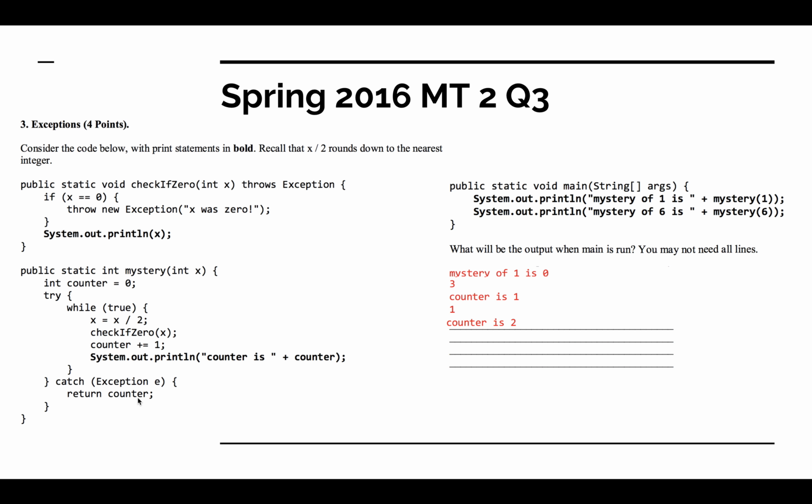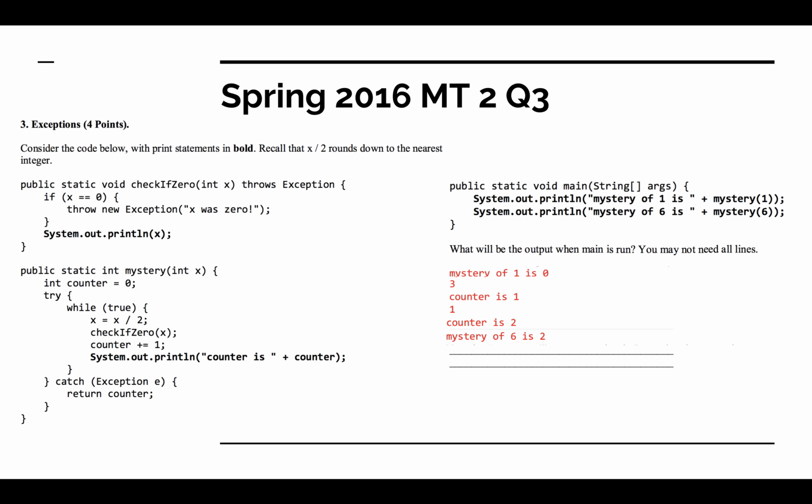counter. So, oh, sorry, did I not do this part? Oh, sorry, that was from last time. So counter is 2 when x was equal to 1. And then we go into the while true. So then we had calculated that we're going to return counter, which is 2. So mystery of 6 is 2.